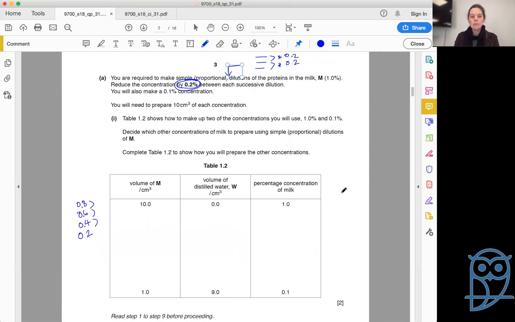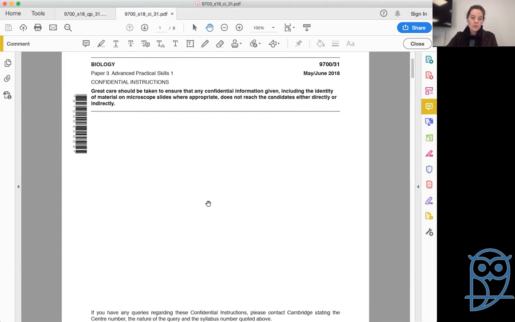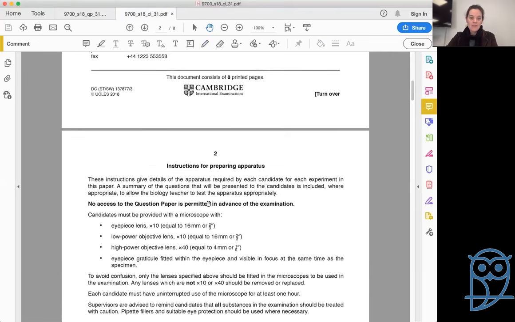When you're sitting at your prac, obviously you've got all your equipment in front of you as well. And the number of test tubes that you have can be a good indication of how many dilutions you need to do. So if we go now and we have a look at the instructions. So for every prac paper, there is a memo, and there is also a set of confidential instructions. These ones are released when the papers are released, and they have the full instructions.